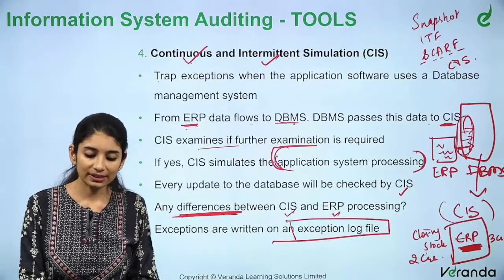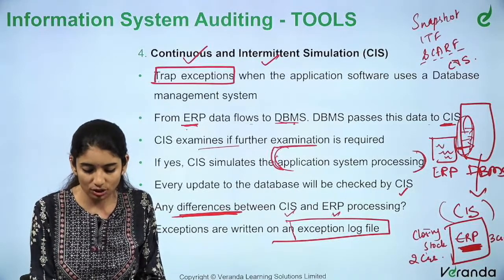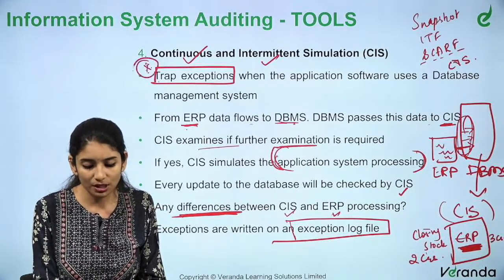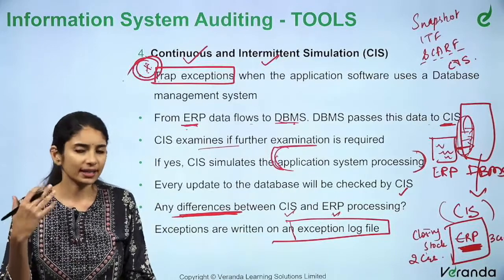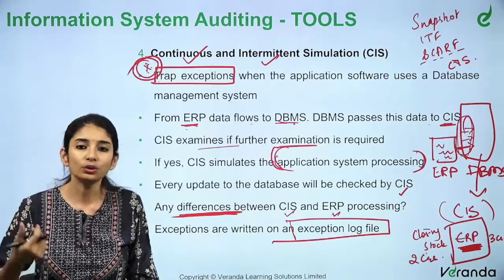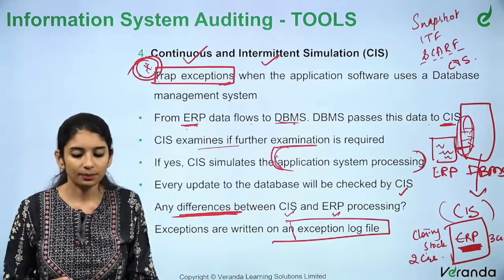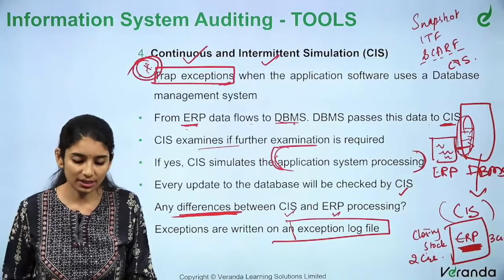Are we clear about CIS? So what you need to remember is that CIS is to trap exceptions. This is the important word. Even in MCQs, in case law based MCQs, they will give some audit technique and ask which audit technique is used. So in that case, if the words are trap exceptions, it means it is CIS.